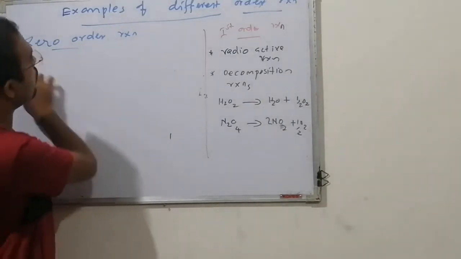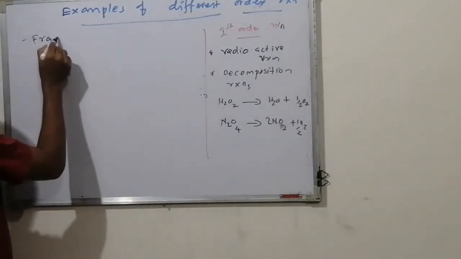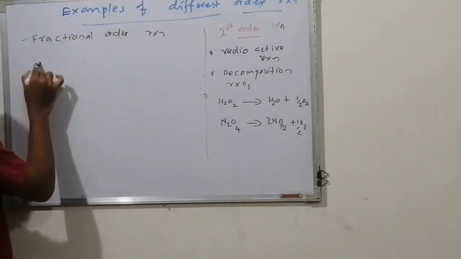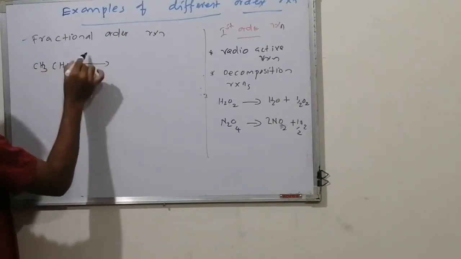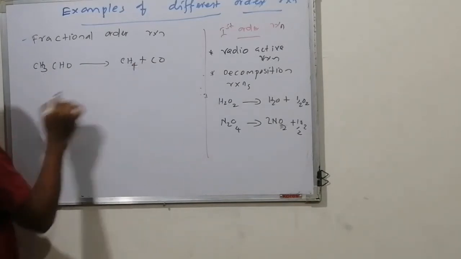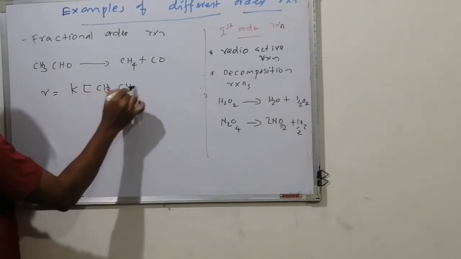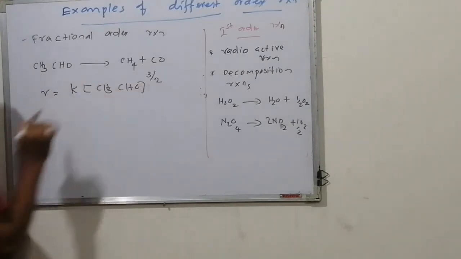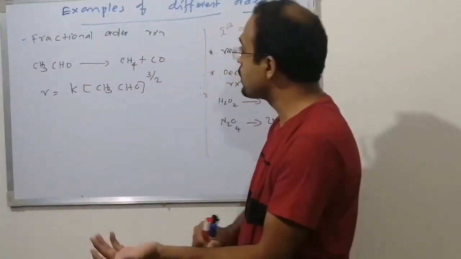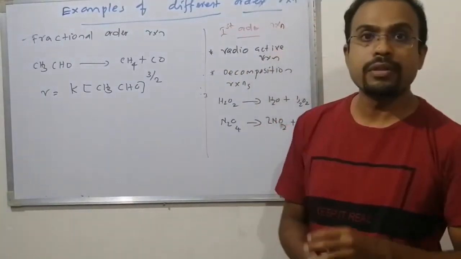Now a fractional order reaction. One example for fractional order reaction: decomposition of this particular acetaldehyde, CH4 plus CO. Its rate law expression is K into [CH3CHO] to the power 3 by 2, 1.5. Because when you do the experiments and get the rate law expression, you will get this value 3 by 2. That's a fractional order.